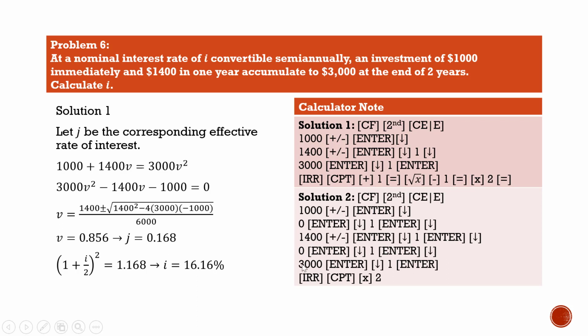At time 4, that means 2 years from today, we receive $3,000, so 3,000 positive, enter, scroll down, 1 for frequency, and then we compute IRR. This IRR is I over 2. The interest is over a half year, so we multiply by 2 for the interest over the whole year. That's how we find the nominal interest rate of this problem.